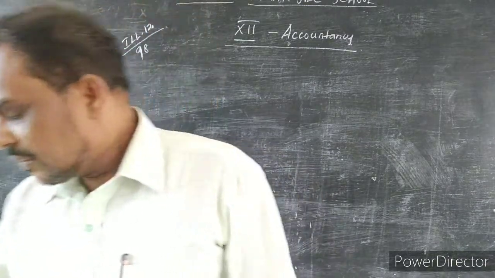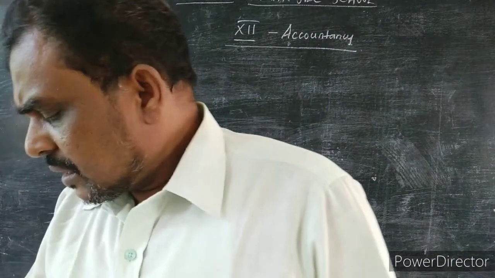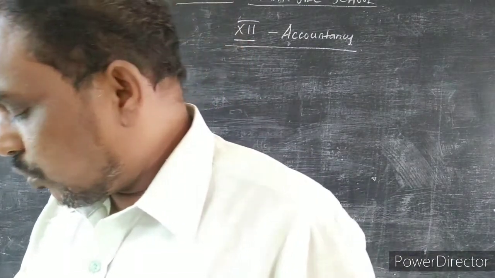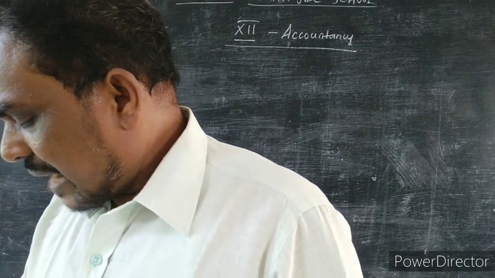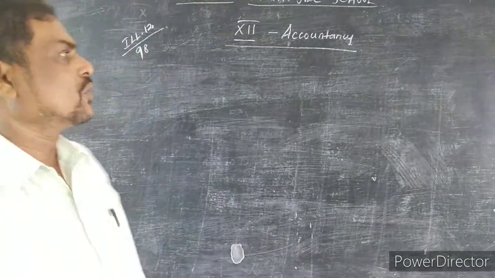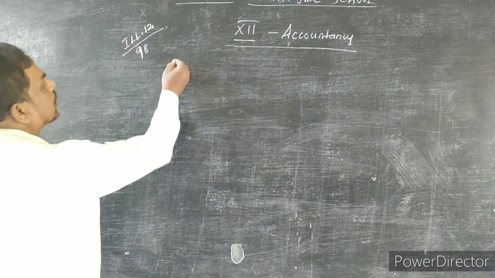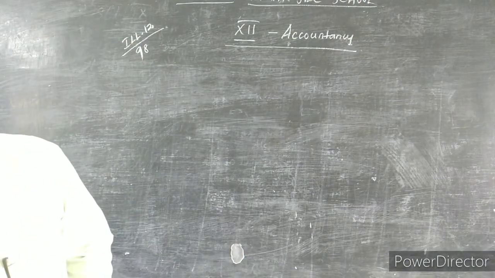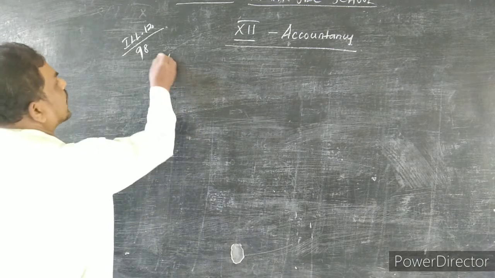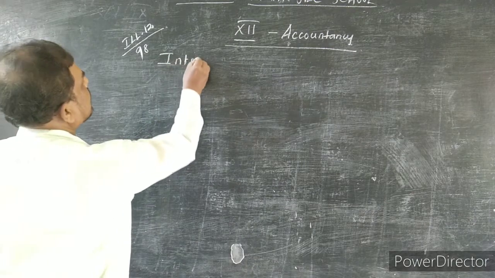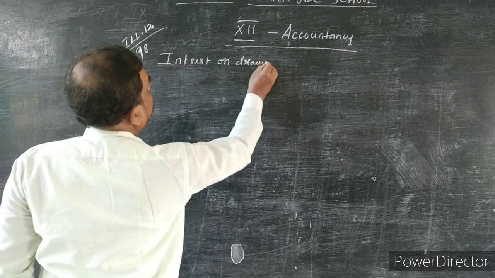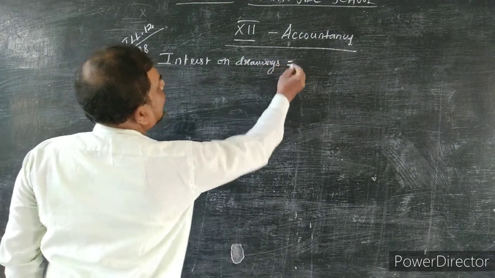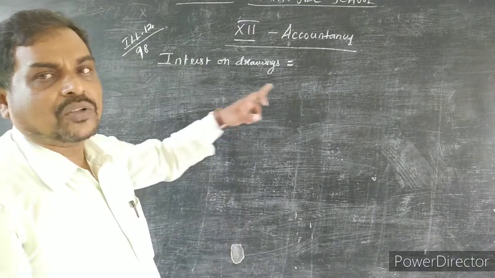So I am going to show you now how to find out the interest on drawings under the direct method. For that he has given 4 dates: March 1, June 1, September 1 and December 1. So first we have to write the formula for interest on drawings. For the straight, that is the direct method, we have to write a formula.